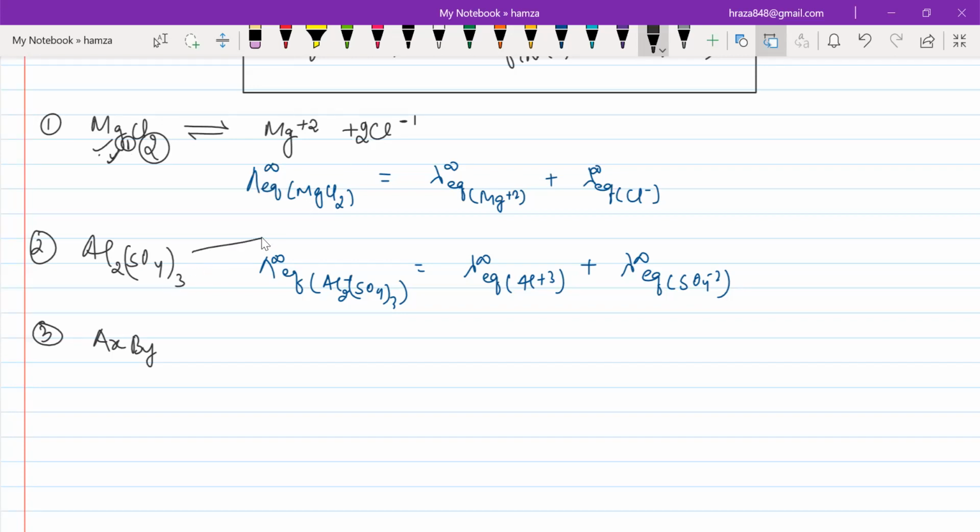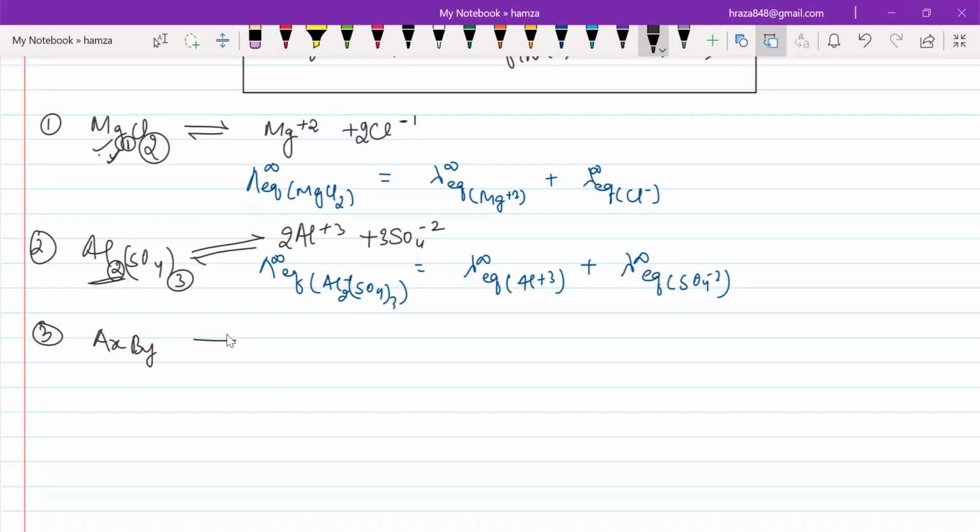In the same way, if you are going for this, you can see Al, what will be the positive charge? First will always be positive, plus 3. And what will be the negative charge on SO4? This number, minus 2. And if you want to balance it, you can easily balance it. See, how many Al is there? 2. How many SO4 is there? 3. So this is it.